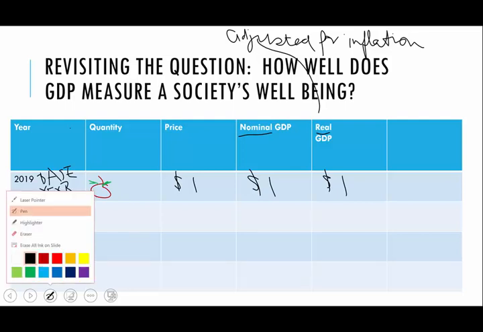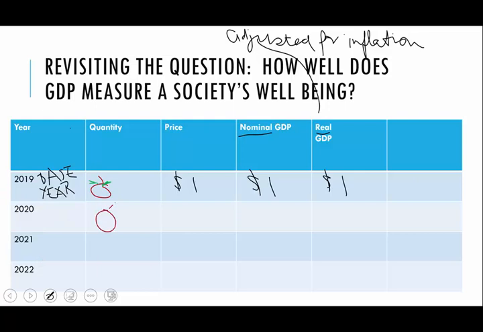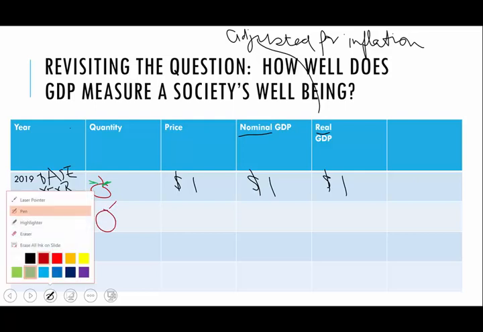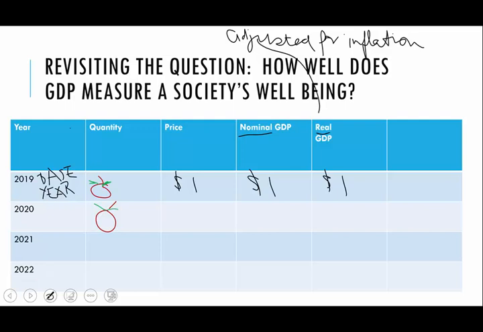So let's see what happens in 2020. In 2020, our apple tree is not doing any better at all. We've got 1 apple, but for reasons which are not important, it sells for $2. So in terms of the market value of all final goods and services, we have 1 apple times $2, so it's 2.